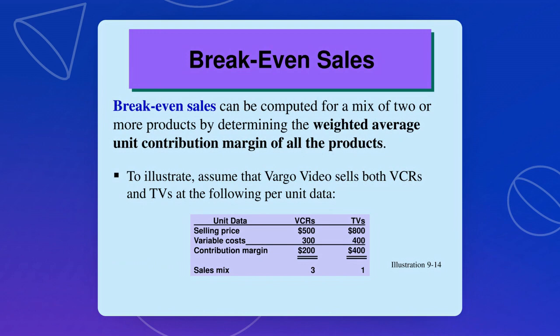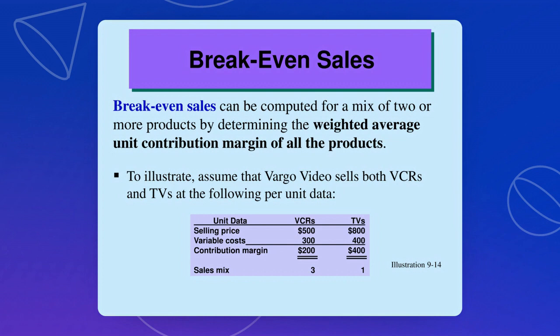How about the break-even analysis in your sales mix? What does that mean, class? The break-even analysis can be computed for a mix of 2 or more products. You have 2 or more products, by determining, please take note of the term, the weighted average contribution margin. We will compute the weighted average contribution margin if you have a sales mix.